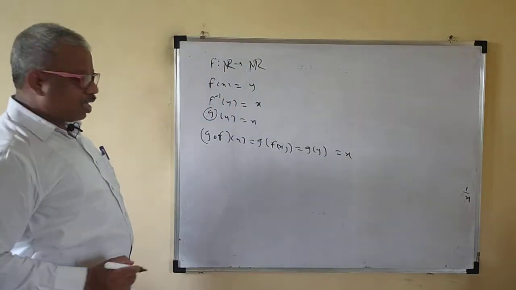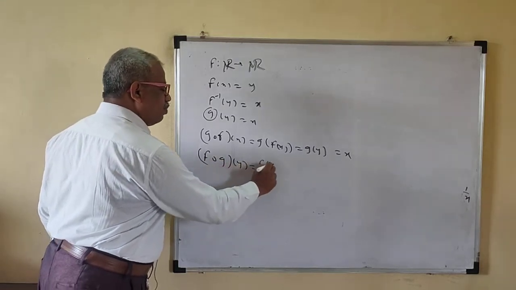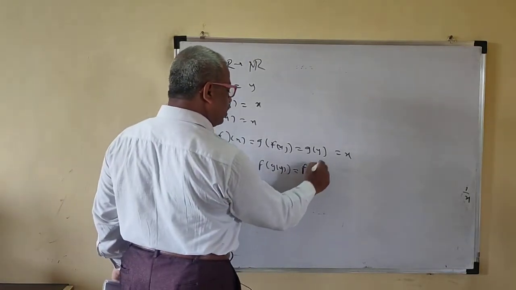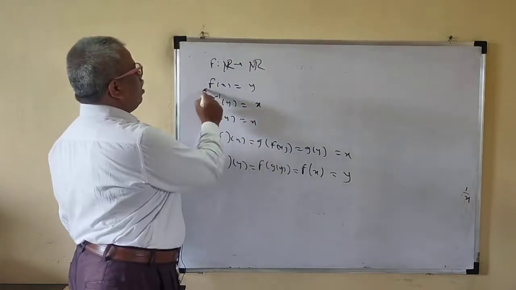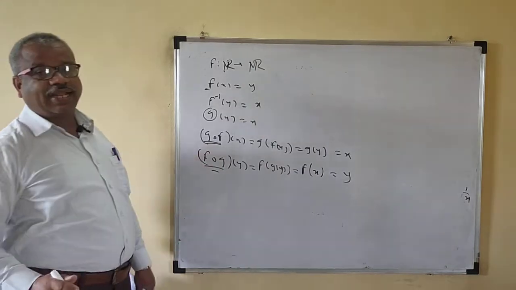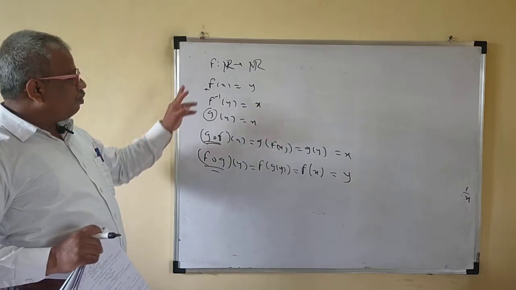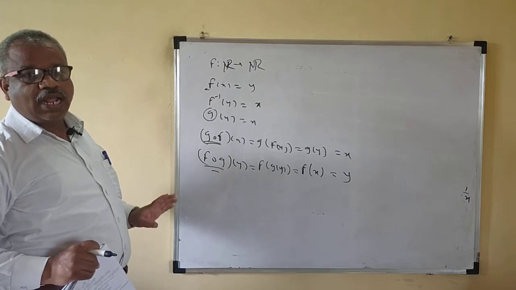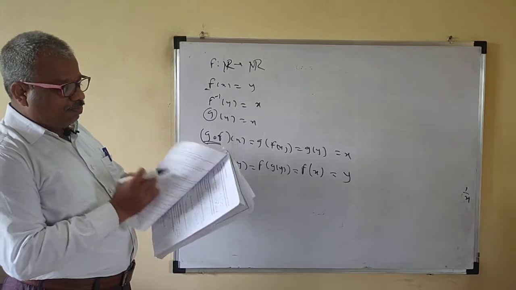And g of y is what? X. Okay, and f compose g of y, so this is f of g of y. G of y is x, and f of x is y. So that means g compose f and f compose g are identity functions. So if a function is invertible, that means there exists a function g such that g compose f and f compose g are identity functions. Okay. So now we have to find like this.